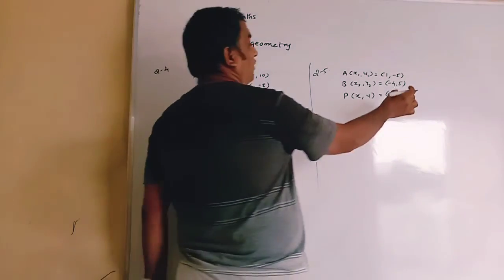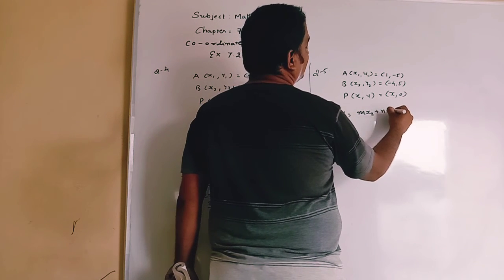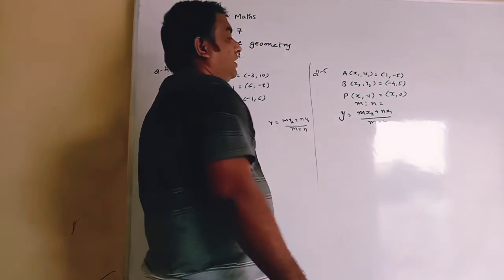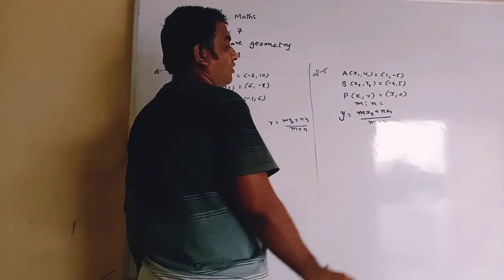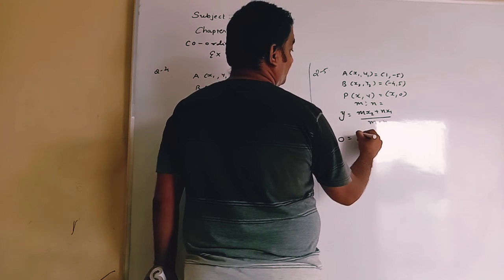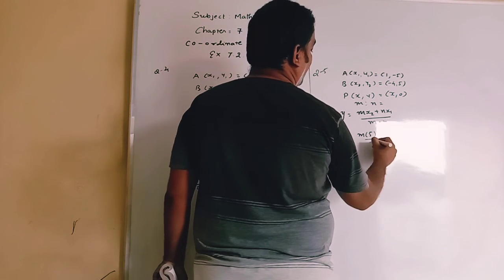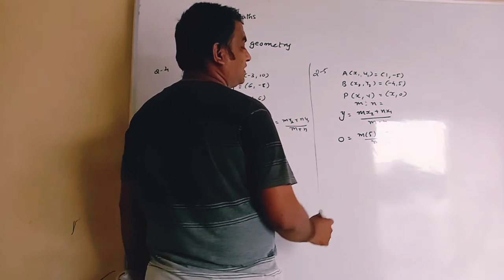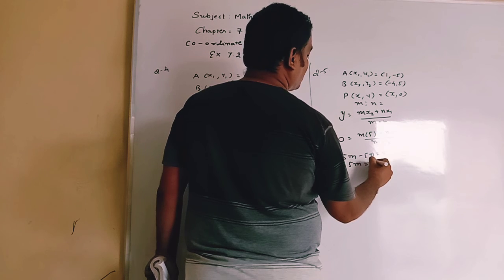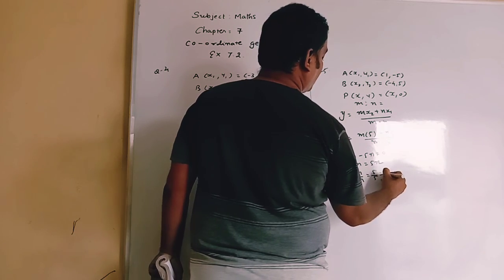Here only the y coordinate is known, so we will use the y coordinate formula (my2 plus ny1) by (m plus n). We want to find the m is to n ratio, so with the y coordinate we will find it. So 0 equals (m into 5 plus n into minus 5) by (m plus n). Multiplying by m plus n, 0 means 5m minus 5n equals 0. So 5m equals 5n, so m by n equals 5 by 5, which means 1 is to 1.